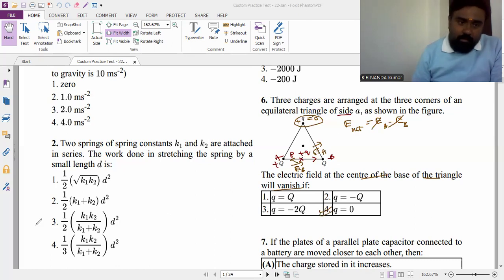So the right answer is the fourth option. The fourth option is the right answer.